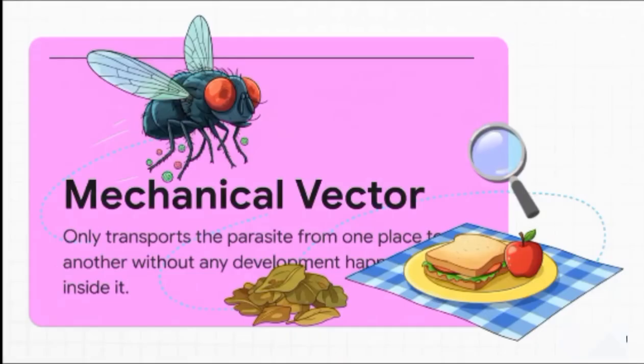Now, in contrast to that, you have the mechanical vector. This one is just a taxi. It physically moves the parasite from point A to point B, and that's it. No development happens inside it. The perfect kind of gross example is a fly landing on some contaminated stuff and then landing on your lunch. Simple, but super effective.